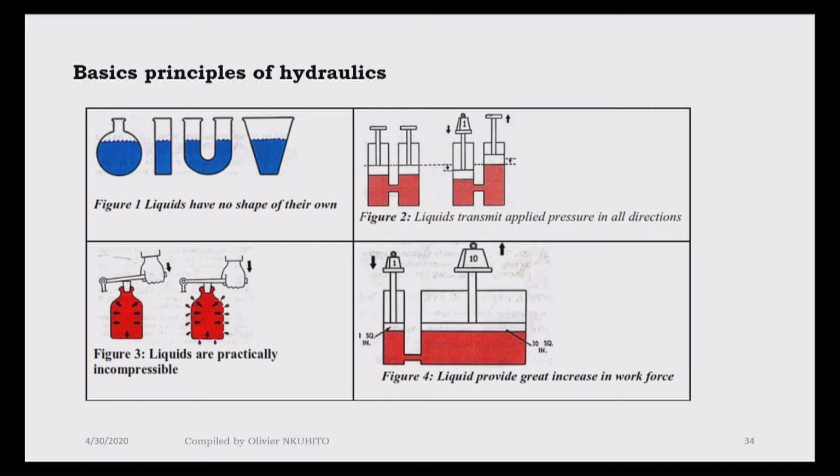So basically, we first need to understand the basic principles for liquids. Number one, liquids do not have shape, so they take the shape of the container. Number two, liquids are practically incompressible. When you put liquid in a container and apply a force on that liquid, the pressure builds in that container and is transmitted in all directions, having the same value.